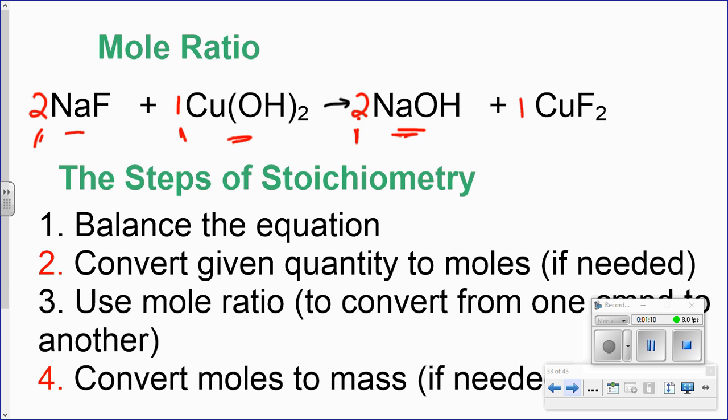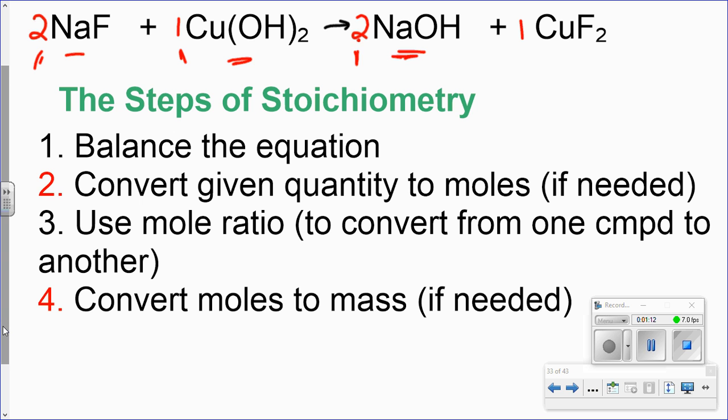The steps to stoichiometry are right here. And this is very algorithmic. If you can follow these 4 steps over and over and over again, you'll be just fine. Think of it as a checklist or a roadmap. I don't care how you think of it, just these 4 steps are always important, or what you use. So when I look at these, it says the steps of stoichiometry, the first thing is balance the equation. Well, we did that last chapter, so that's cool. That's easy to do. The second thing is convert given quantities to moles if needed.